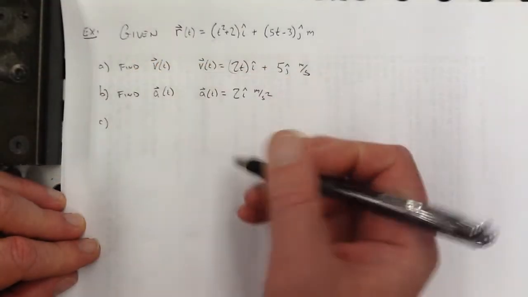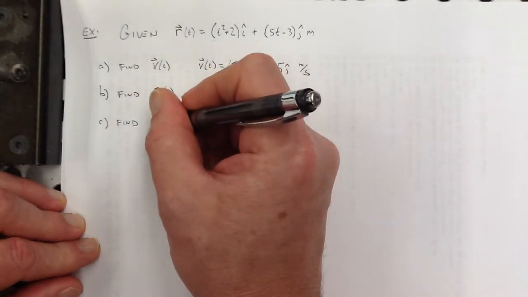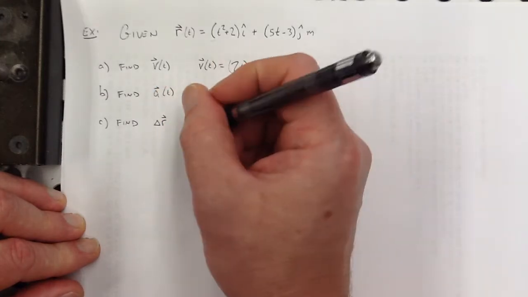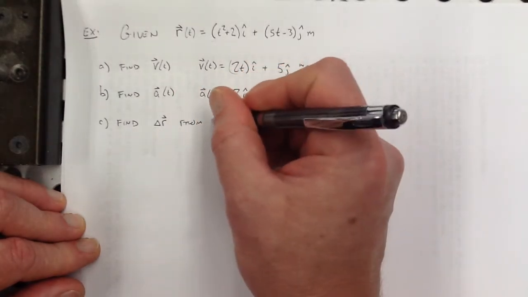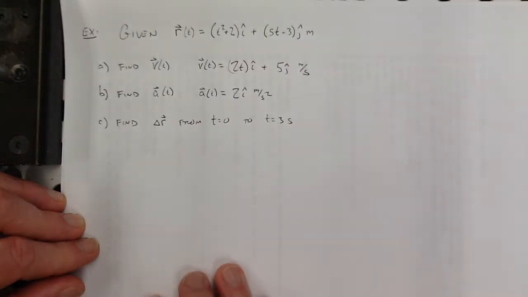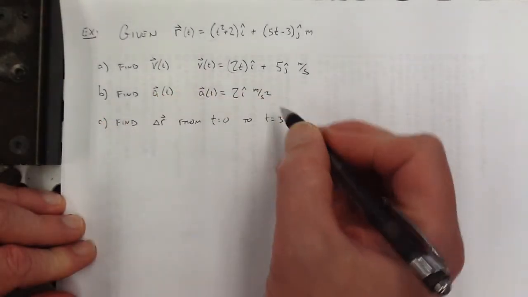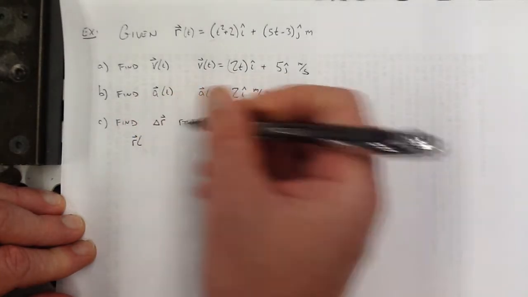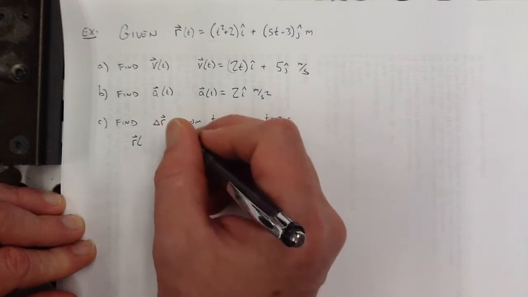Let's see, what else can we do? Find displacement from, if you're finding delta something, you have to have 2 times, right? From time 0 to time 3 seconds. Okay, so I need to find the position at those two. So since this is the final, I'm going to go ahead and do that first, because I know I'm going to be subtracting final position minus initial position to find this.